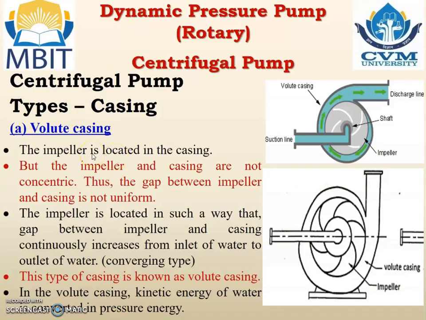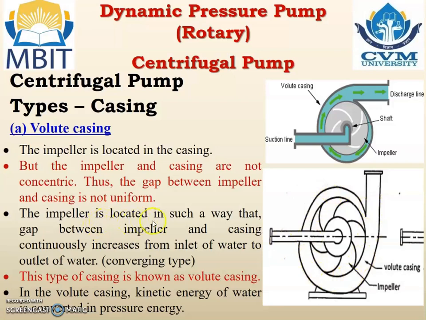The impeller is located in the casing, but the impeller and casing are not concentric. It means the center of impeller and the center of casing are not the same. They are not connected at the same center, and due to that, the gap between the impeller and casing is not uniform, and we can say that it continuously increases from inlet to outlet.